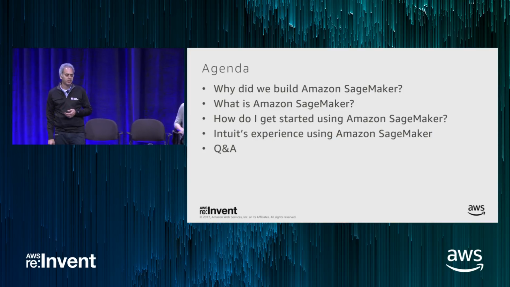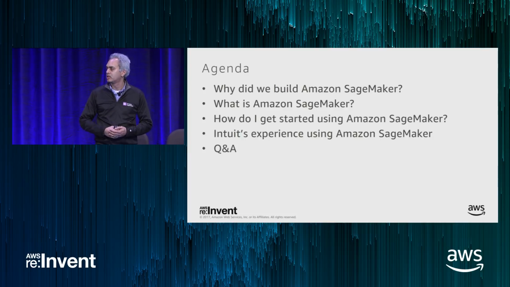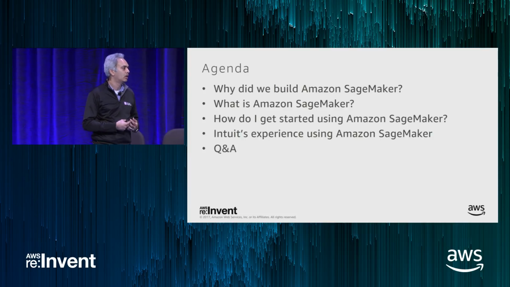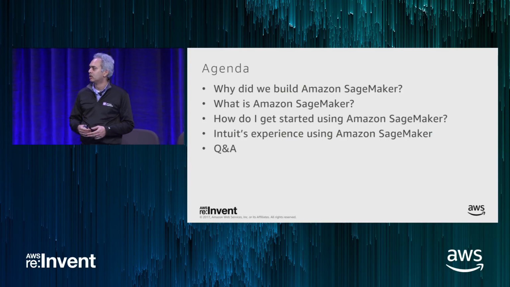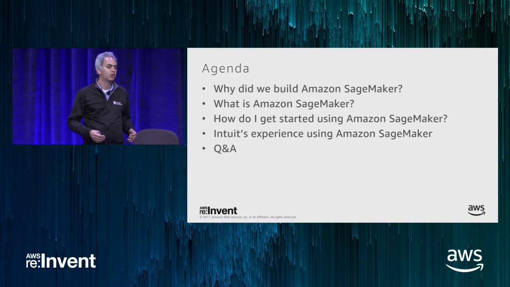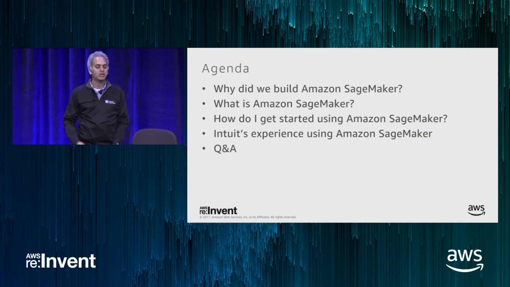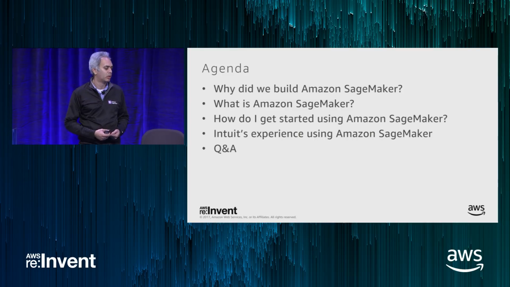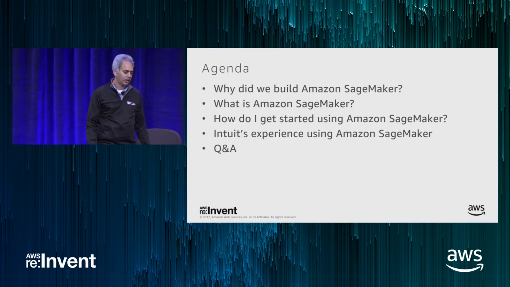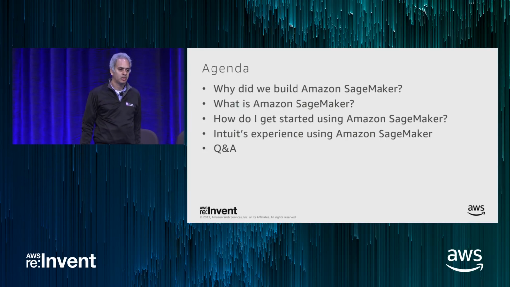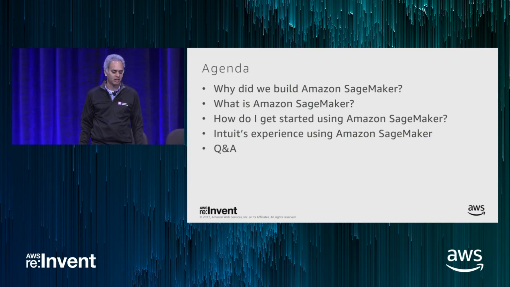So to start with, I'd like to look at why we built Amazon SageMaker and why I think this is an important product at this time for AWS. Next, I want to talk about what SageMaker actually is, what the components are, how it's put together, how it's architected, and move into how you can get started using it for applications today. Then Monica will talk about Intuit's experience using Amazon SageMaker, and then we'll hopefully have a little time for Q&A after that.